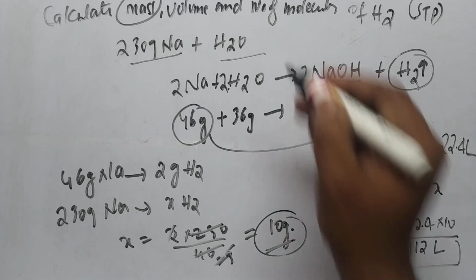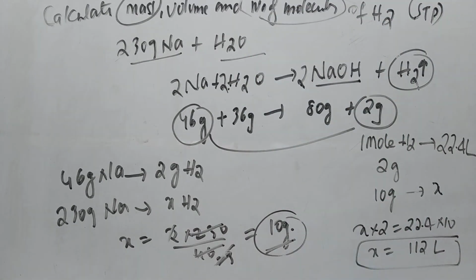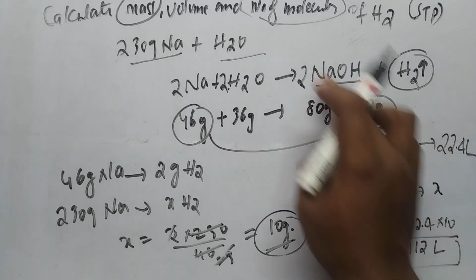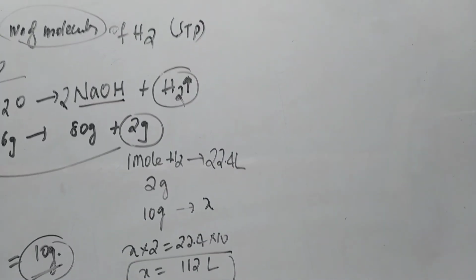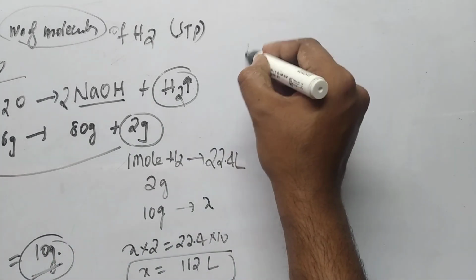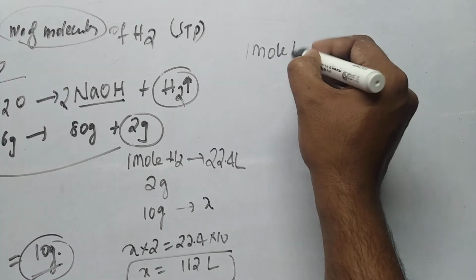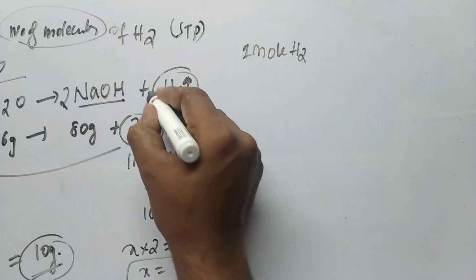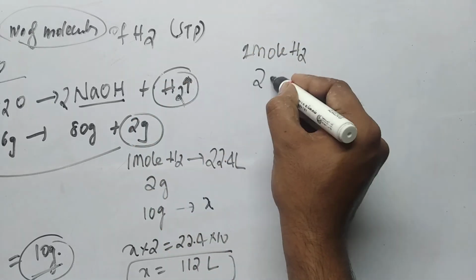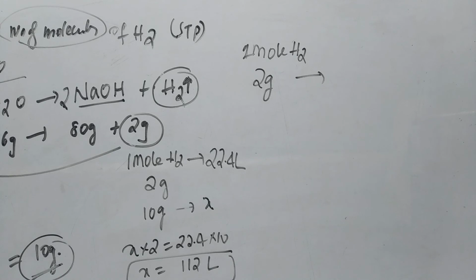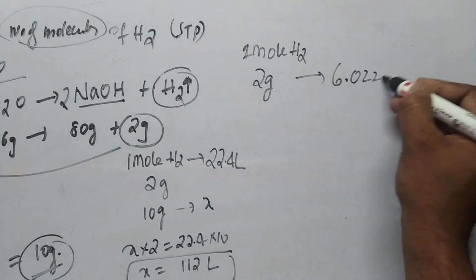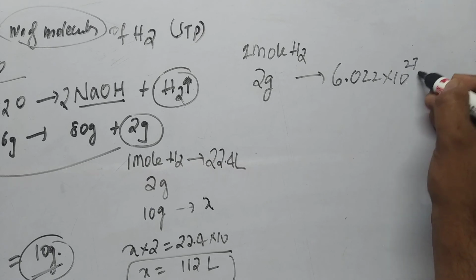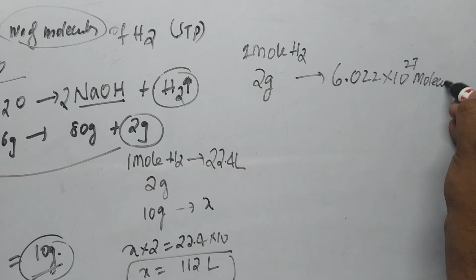Now we have to calculate the number of molecules. So here also we'll take the mass to number of molecules relationship. So previously we know that 1 mole of hydrogen gas would weigh 2 grams. At STP condition, it will give you 6.022 into 10 power 23 molecules, right?